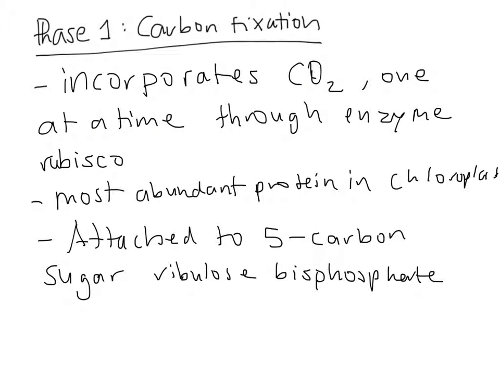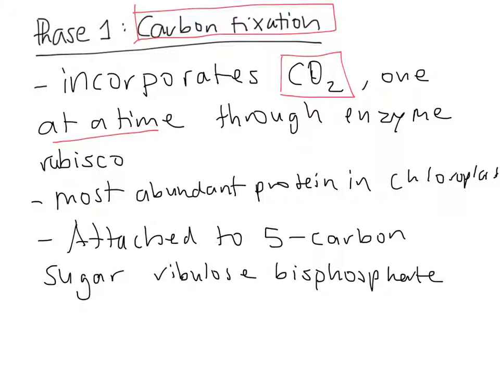Phase 1 of the Calvin cycle is carbon fixation. So, as I said earlier, carbon fixation involves the incorporation of carbon dioxide, or the carbon, one at a time through the enzyme called Rubisco. And Rubisco is an enzyme that functions by grabbing the carbon dioxide and adding it to an organic molecule.